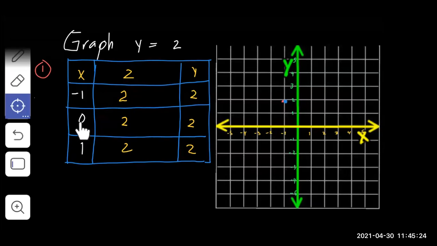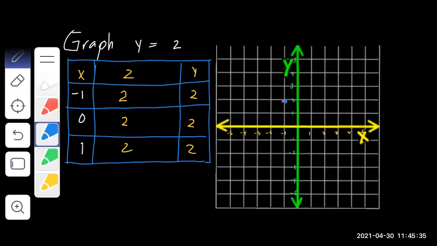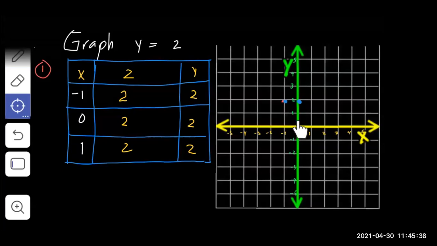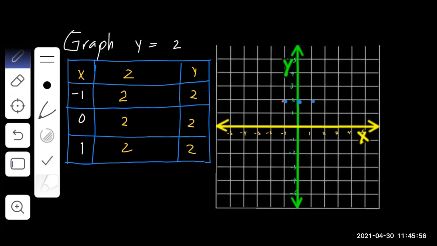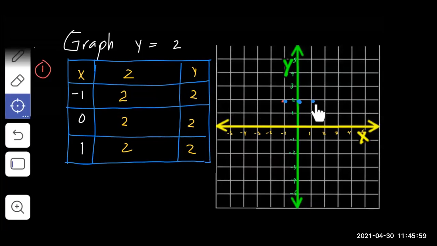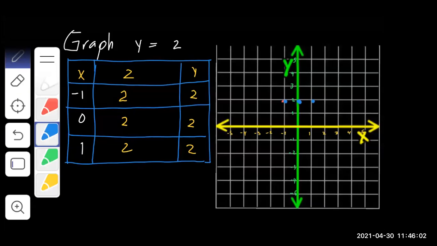Now let's go to the next point: 0 for x and 2 for y. 0 for x is this point at the center, and 2 for y. I'm going to move 1 and 2. That's the point. And the last point is 1 for x, right here, and the corresponding value is 2, so let's go up 2 units. Now, get your ruler and join these points, and tell me what you are going to get.